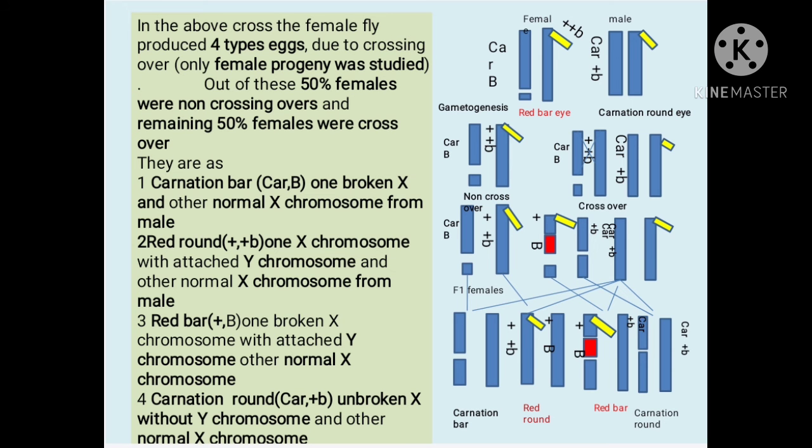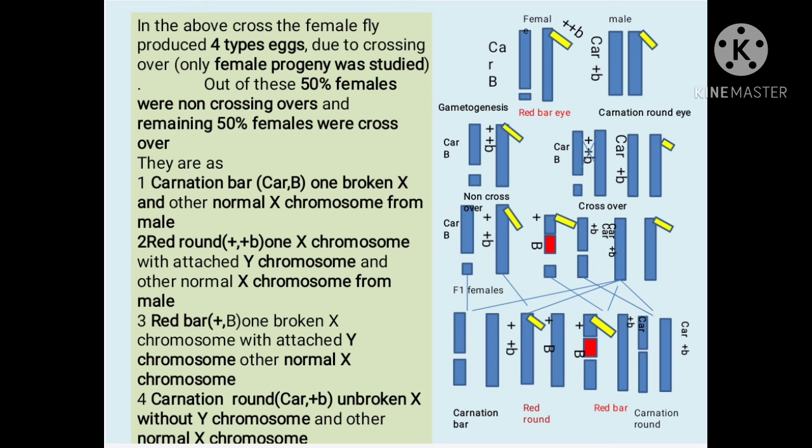In the above cross, the female fly produces four types of eggs due to crossing over. Only the female progeny was studied. Out of these, 50% females were non-crossover and the remaining 50% females were crossover. They are: the first one, carnation bar, that is car and capital B, one broken X and another normal X chromosome from the male. In the second one, a red round, which is plus B, one X chromosome with attached Y chromosome and another normal X chromosome from the male.